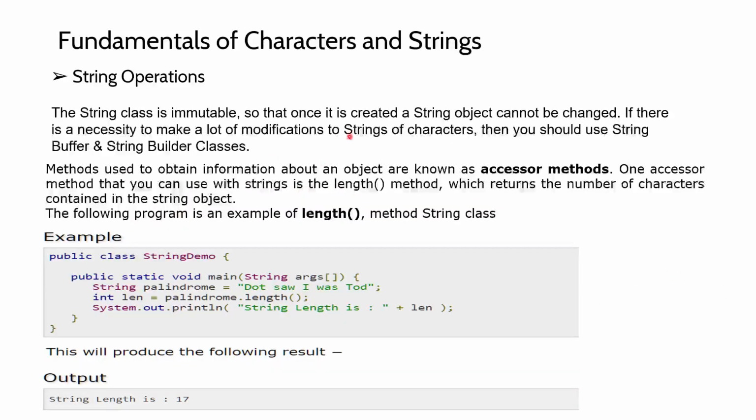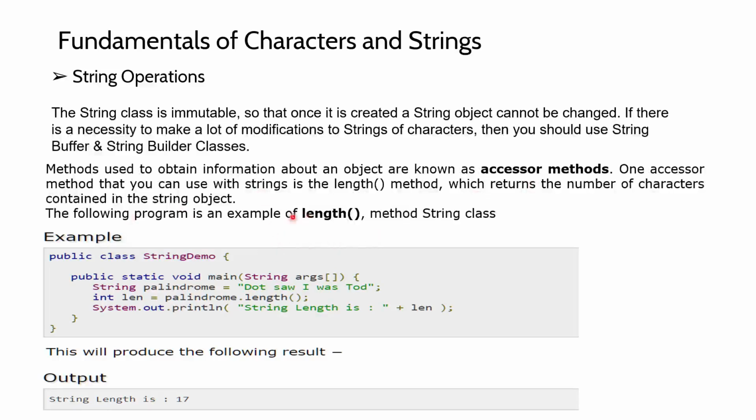The string class is considered to be immutable, so once we create a string object, it can't be changed. If you have to make modifications to string characters, then you can use string buffer and string builder classes. However, you can always just simply create another string. And also, the string class comes with many methods known as accessor methods.